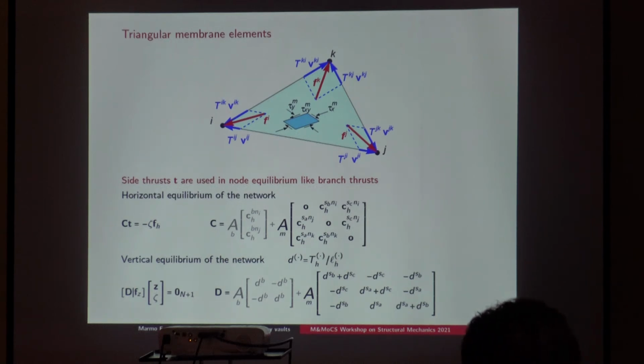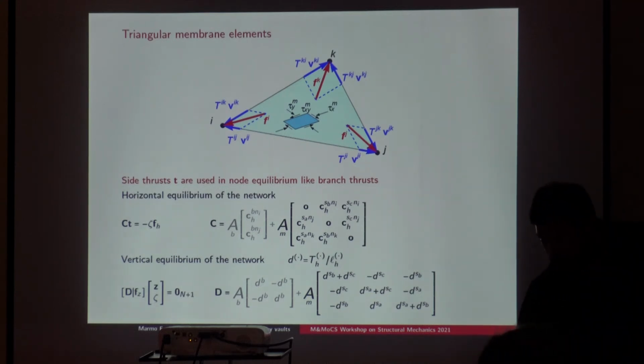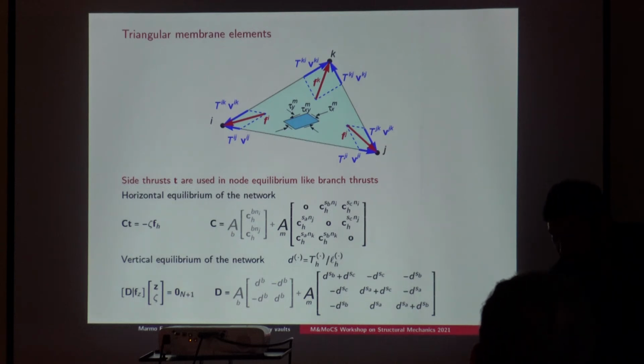Then we need to implement, of course, these quantities into the equilibrium, horizontal and vertical equilibrium equation, and this is just by adding the assemblage of some quantities that are added into the coefficient matrix of both equations, horizontal and vertical. Of course, these are slightly more complex than the case of a classical network, which has just a two-component vector to assemble, but it is an easy task if you are used to finite element implementation.